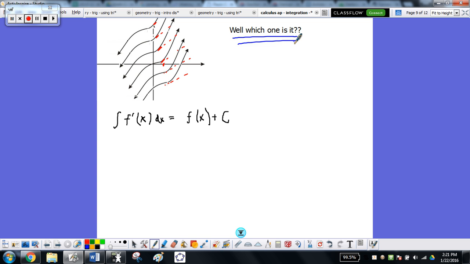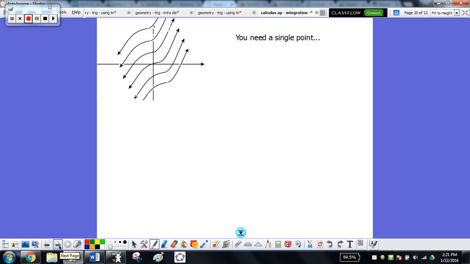How do you find which one of those curves is the one that you are actually working with in a particular situation? Well, in order to do that, you would need a particular point. You need a specific single point to say, okay, I want a curve that has this slope, which all of these do, but I not only want that, I also want the one that happens to go through this dot.